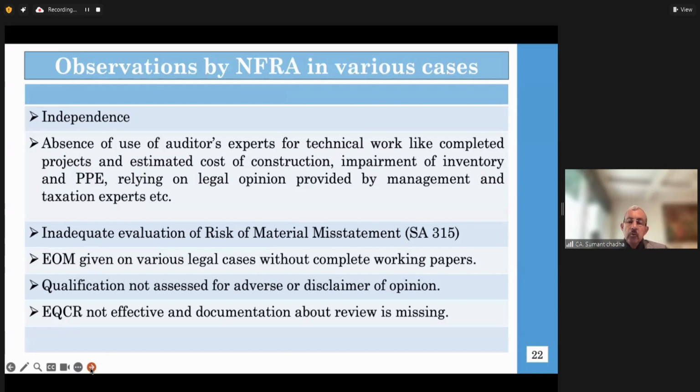NFRA has come down, reviewed real estate projects and also other companies. And they have talked about, as an auditor, I have to be very mindful of the independence, and how do I rely on the technical work, and whether I am independently evaluating this technical work of estimation of cost of projects, impairment of inventory and property, plant and equipment. What is the legal opinion provided by the management and taxation experts? Or I'm engaging these lawyers on my own cost, maybe reimbursable later as my audit fees, to get an estimate, because legal opinion is very good.